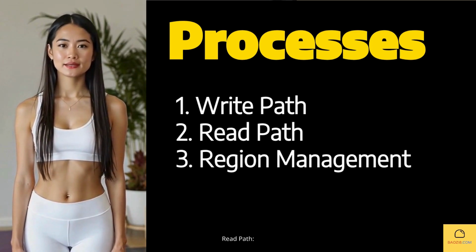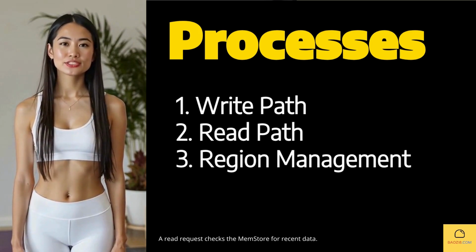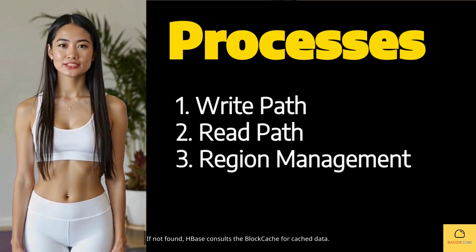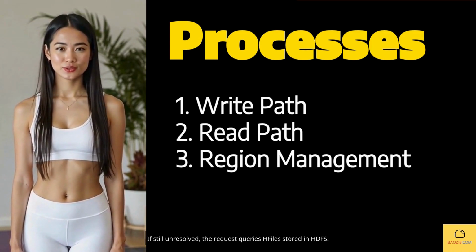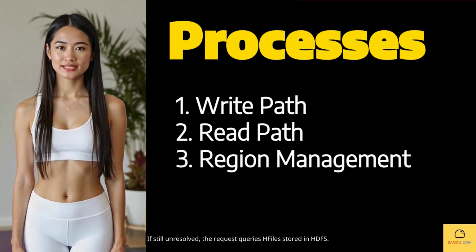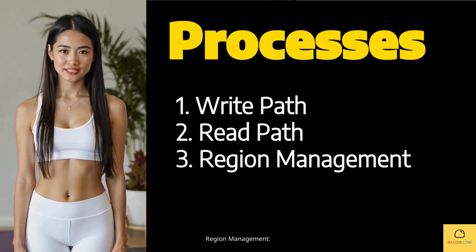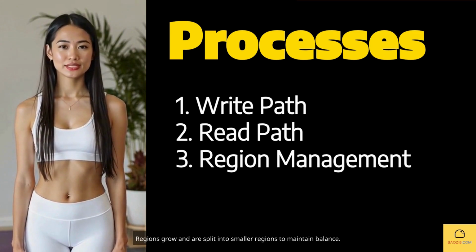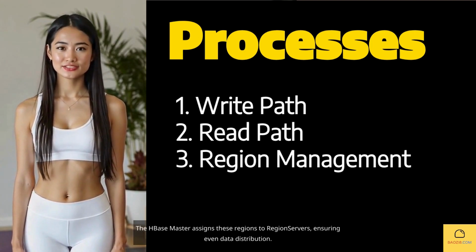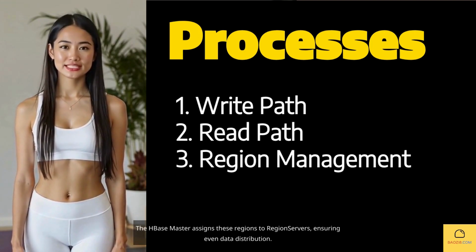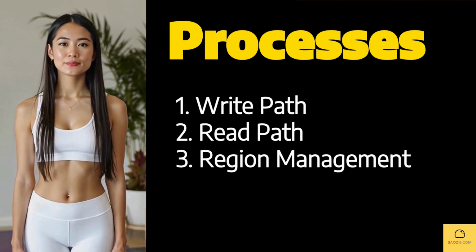2. Read path. A read request checks the memstore for recent data. If not found, HBase consults the block cache for cached data. If still unresolved, the request queries files stored in HDFS. 3. Region management. Regions grow and are split into smaller regions to maintain balance. The HBase master assigns these regions to region servers, ensuring even data distribution.